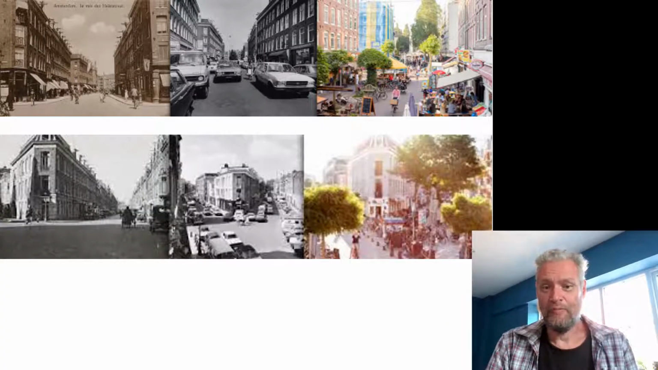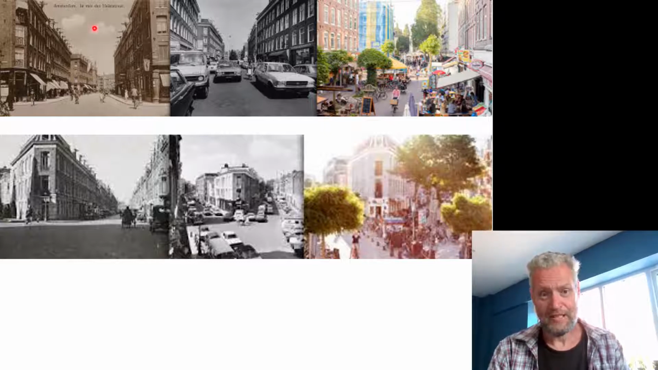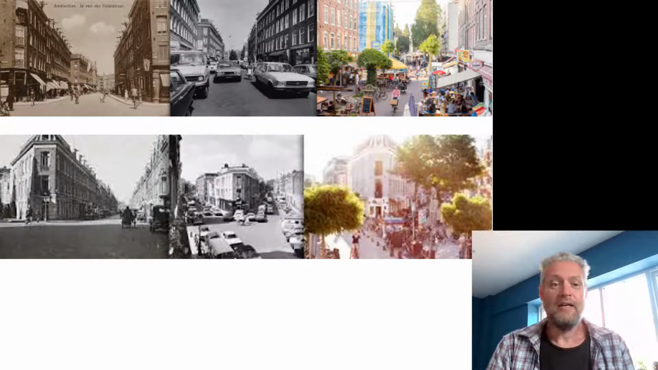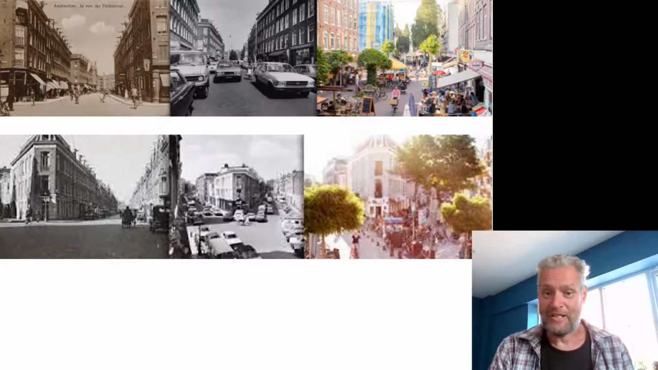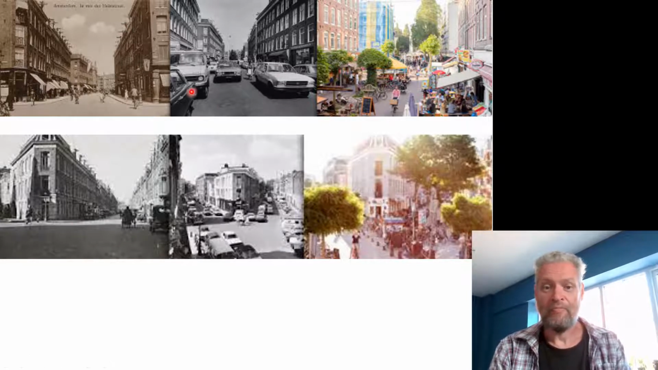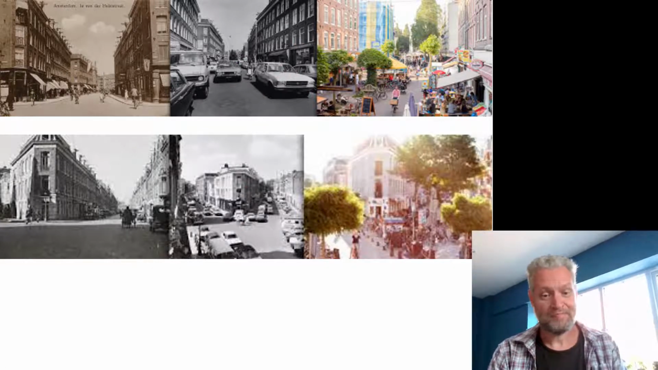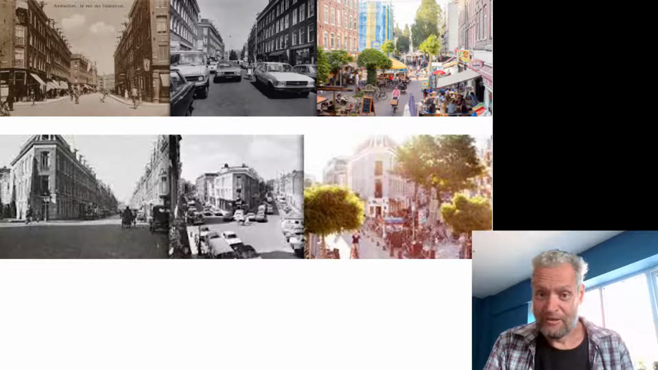Here are two series of pictures from Amsterdam. This is the Eerste Van der Helstraat, and this is the Houtstraat. And this is how it used to be. Streets that were essentially for pedestrians and cyclists. And then there's a middle period. This is the 1960s when there's cars everywhere. And this is Amsterdam as you know it now. Very friendly to cyclists, very friendly to pedestrians.